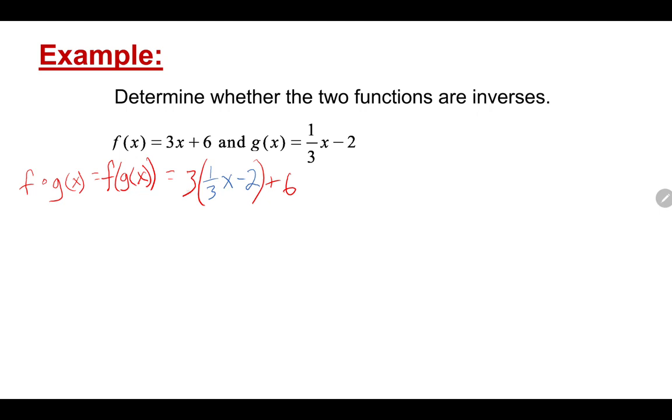I'm going to do some distribution of this. And remember, this has to distribute to both terms. Terms are separated by a plus or minus sign. So 3 times 1/3, well, the two 3's cancel each other, and I'm left with x. 3 times -2 is -6. And then we add 6. So this just equals x. That's great. That's what we were hoping to get.